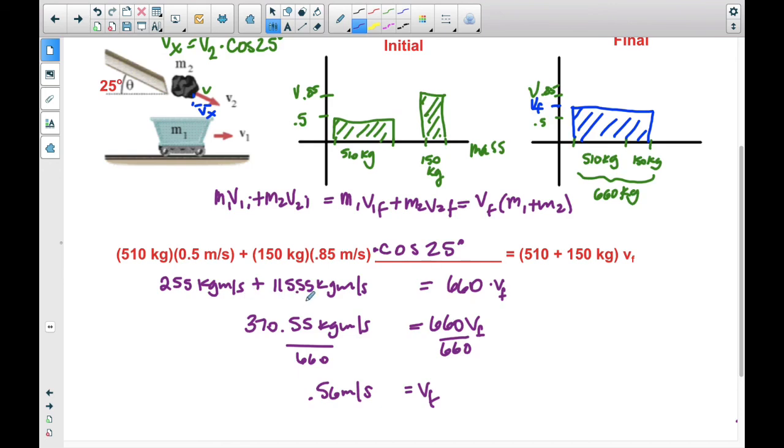Okay, so I put this in my calculator. I do some calculations. I find the cosine of 25, and I multiply all that. I add those together and divide by 660, and my final velocity comes out to be 0.56 meters per second. So not a lot of new information, but just putting together some information that we already knew. Just having to remind ourselves we have to break that into components, remind ourselves how to use our IF charts to set up our equations, and then just put it into our calculator there.